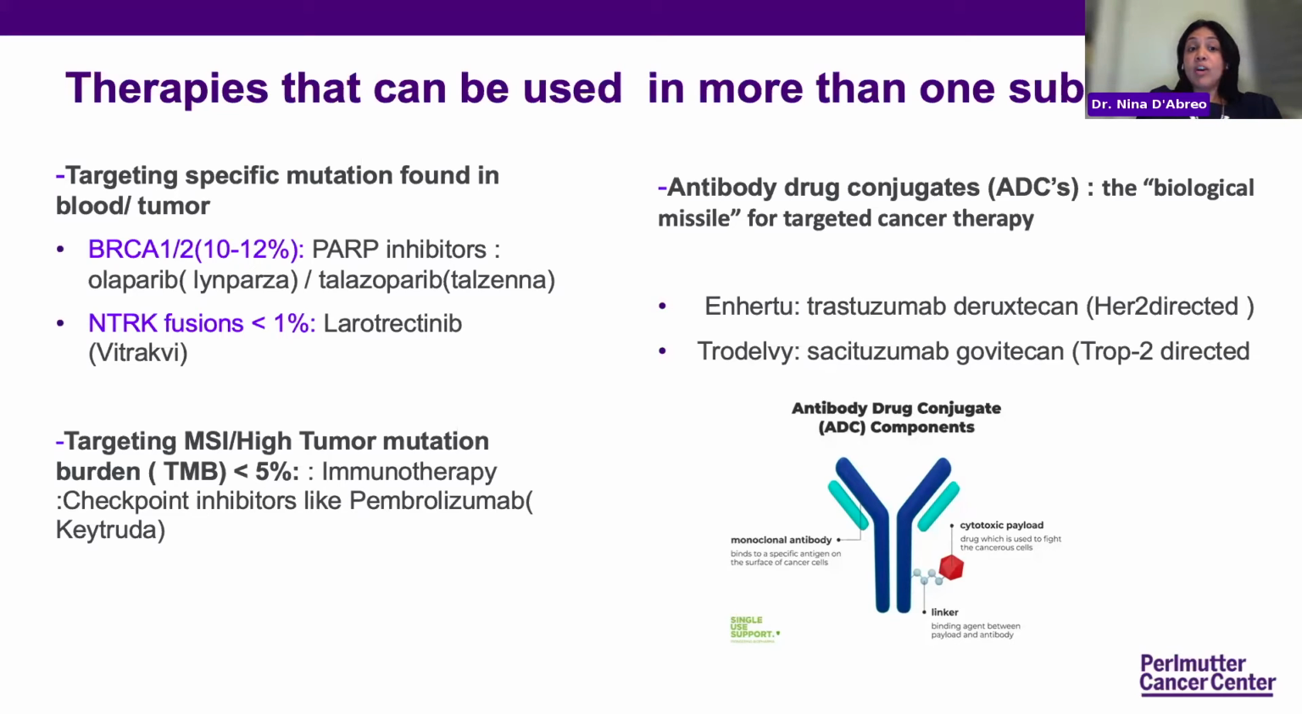If you have something called a high tumor mutation burden, which is about 5% or under 5% of breast cancers, regardless of whether you're triple negative or estrogen positive, maybe an immunotherapy might be an option. And then finally, this big class of antibody drug conjugates, which I think is really revolutionizing oncology in general, because we're minimizing the use of chemotherapy.